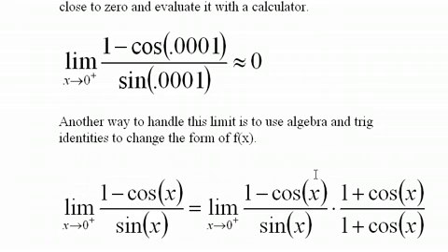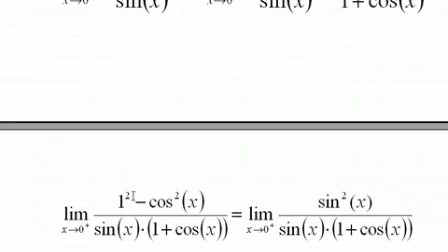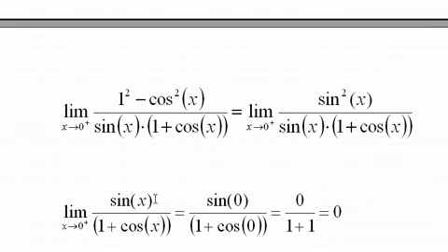Then I'll have 1 minus cosine squared on top, or 1 squared, which is just 1 minus cosine squared on top, and I'll have sine of x times 1 plus cosine x on the bottom. Now this changes to sine squared x, which is going to allow us to do some cancellation here. And when I cancel, I end up with sine of x over 1 plus cosine x. Now I've completely changed the form here. Now I'm going to try to plug 0 in, and when I do that, I get 0 on top and 2 on the bottom, which of course equals 0. So this function is heading closer and closer to 0 as x heads to 0.